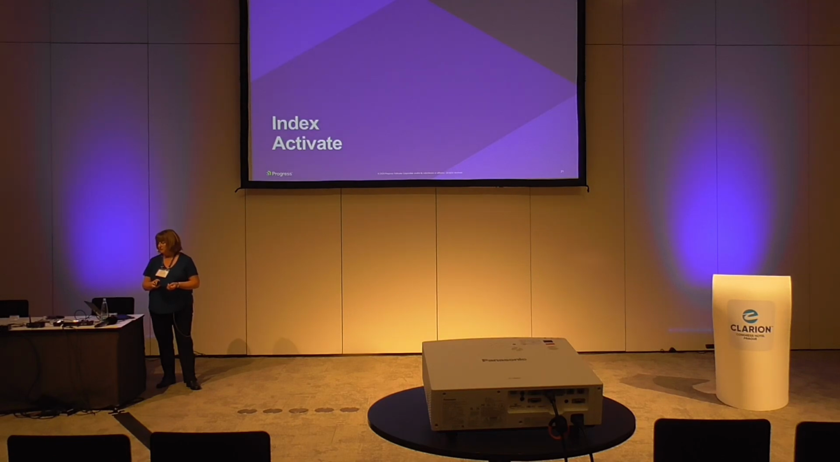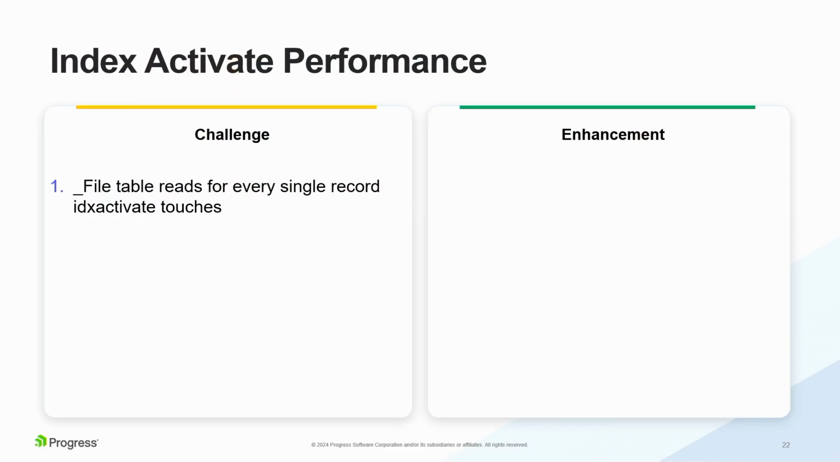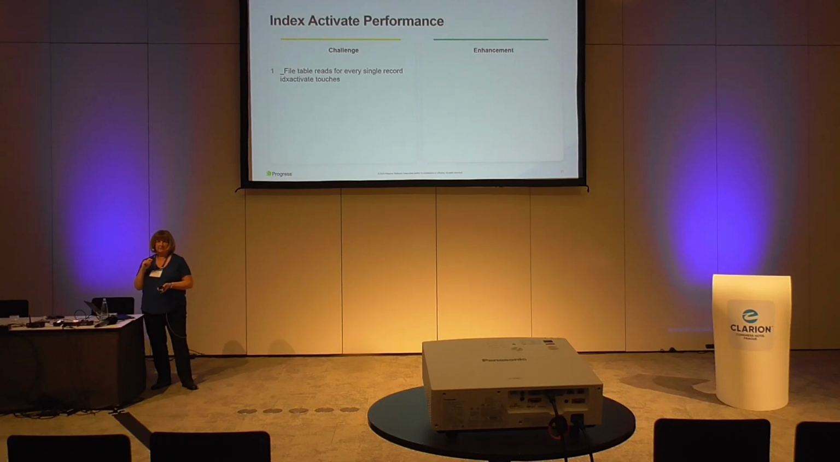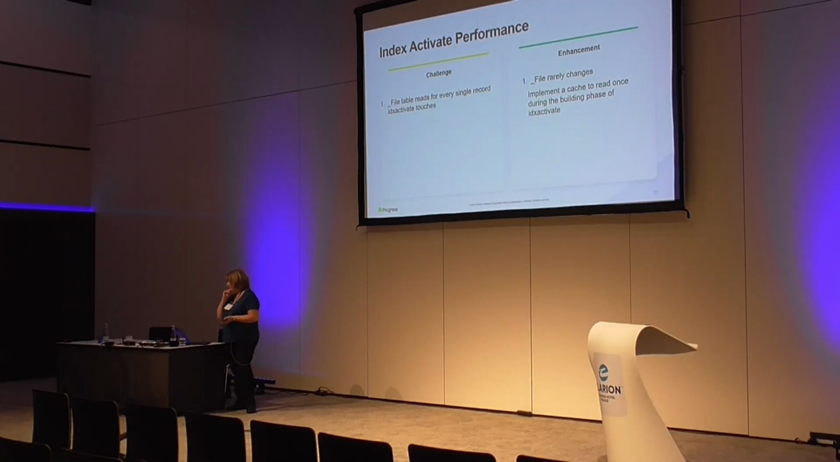Okay, Index Activate. It's actually two little things we did here in Index Activate. The first is that we had observed that the underscore file table was being read for every single record that Index Activate touches. That's a lot. The thing is that underscore file rarely changes. So we said, okay, we'll read it once at the beginning, we'll put it in the cache, and then we don't have to keep going back and reading that table again. We just take it from the cache.